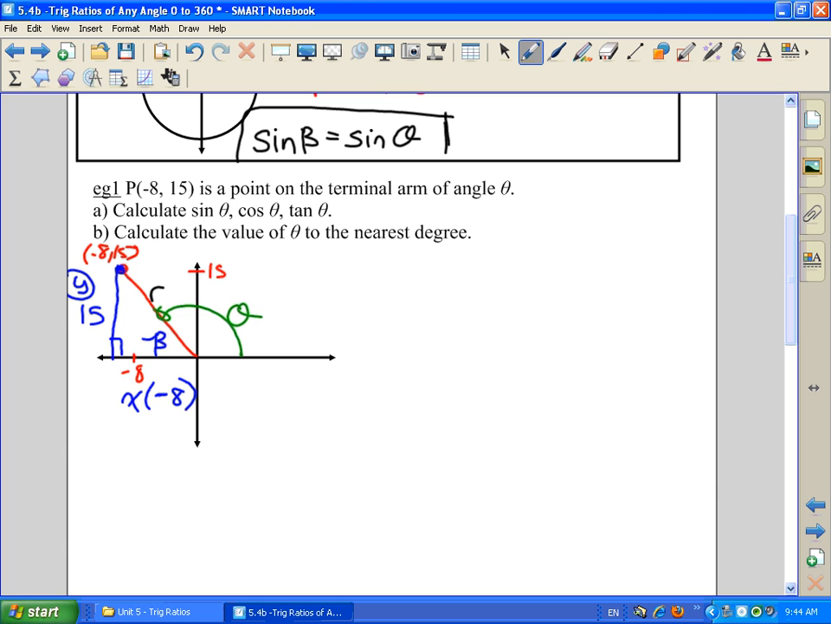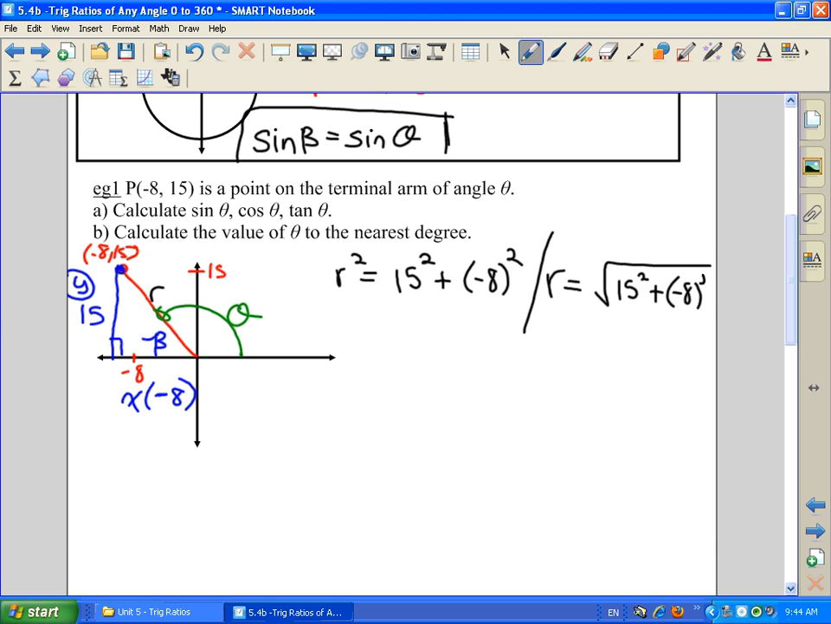Okay, so you could do this one of two ways. You could say r squared equals 15 squared plus (-8) squared. Or you could just right away go r equals the square root of 15 squared plus (-8) squared in your calculator. Regardless of which way you find it, plug it in and you should get that the radius equals 17.